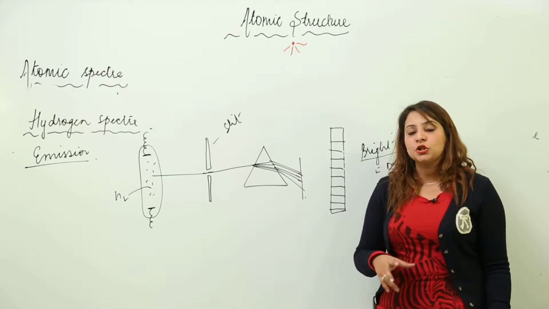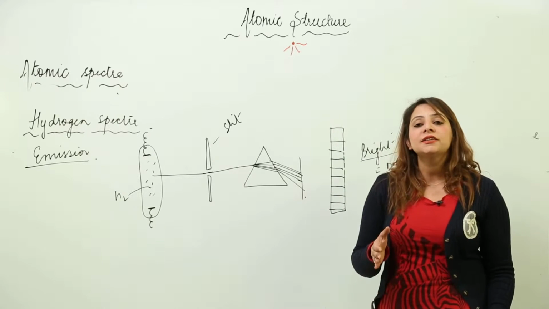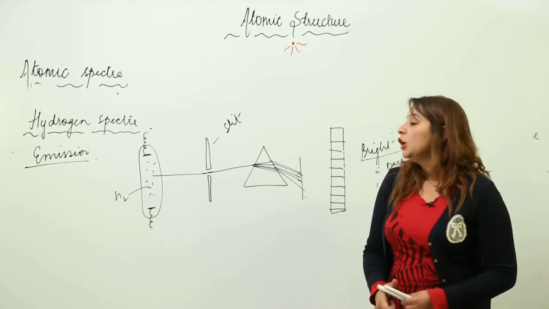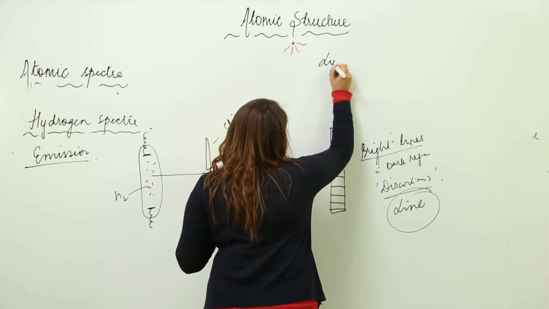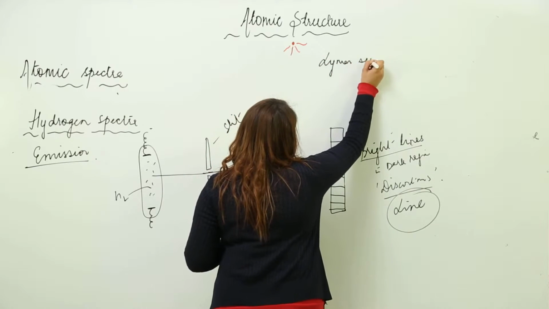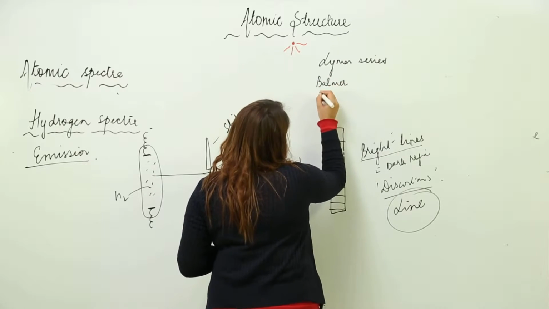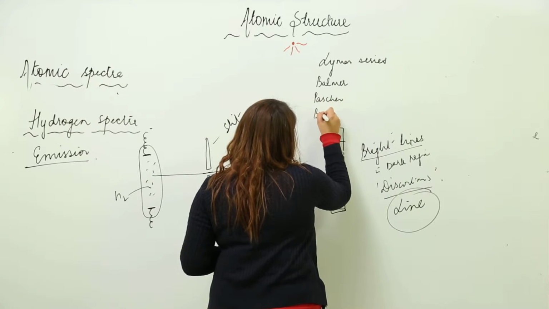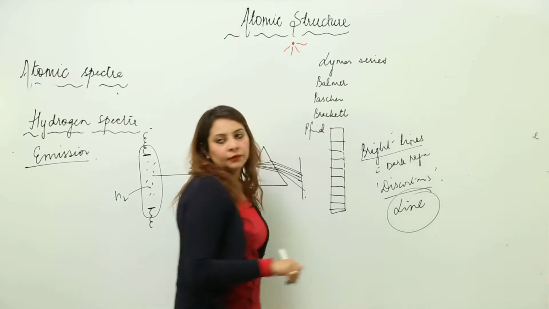So what happened actually, at that time the lines were so many that they were classified according to the region where they were occurring. So these lines were classified into different subcategories, that is Lyman series, Balmer series, Paschen series, Brackett series and Pfund series, right.